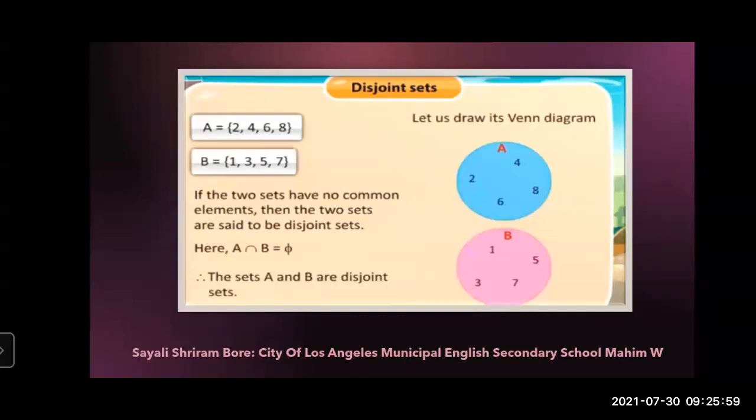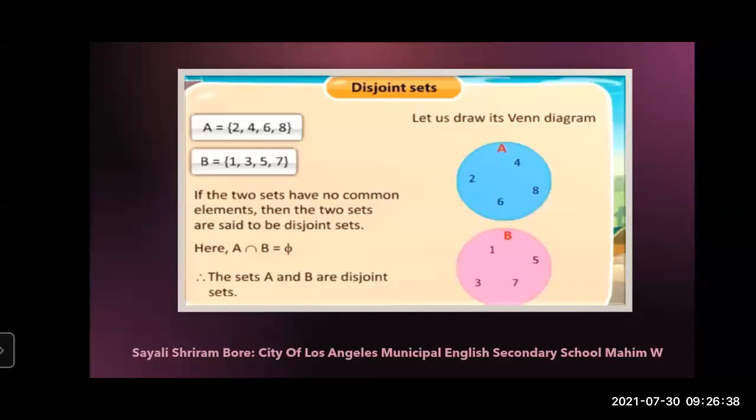If they are joined, there will be some common element. So what is disjoint? Two sets that are totally different from each other. So students, if the two sets are totally different from each other, then there will be no common element between them. That means the intersection will be an empty set. Why? Because there is no common element. The two sets are totally different from each other.